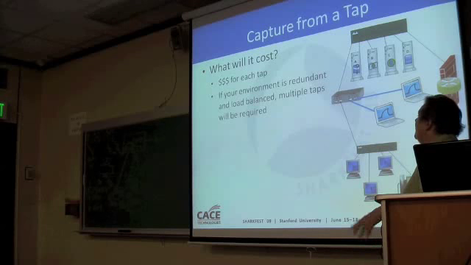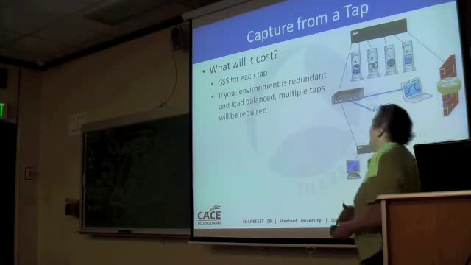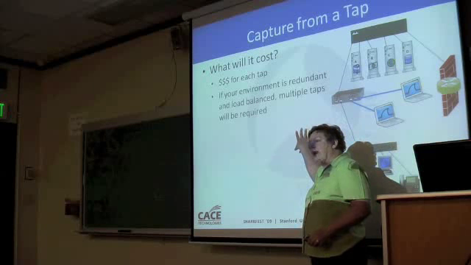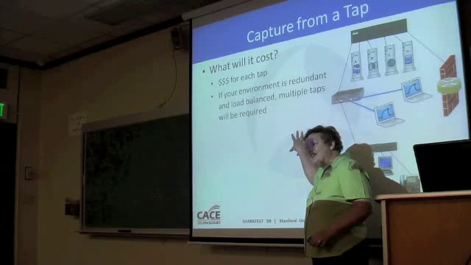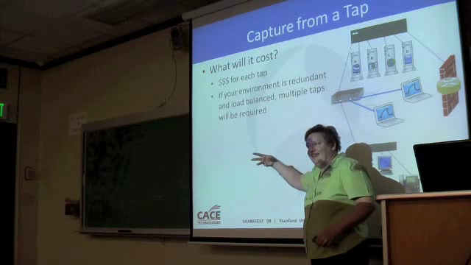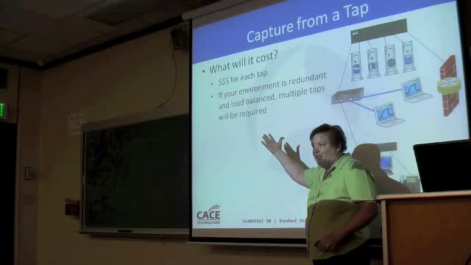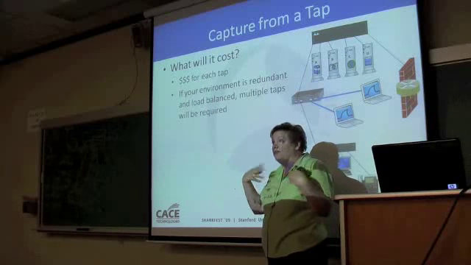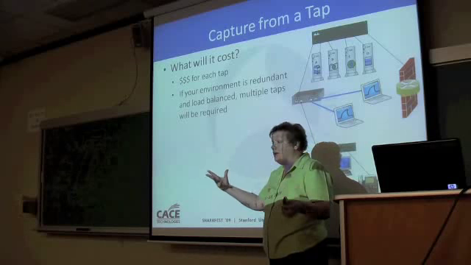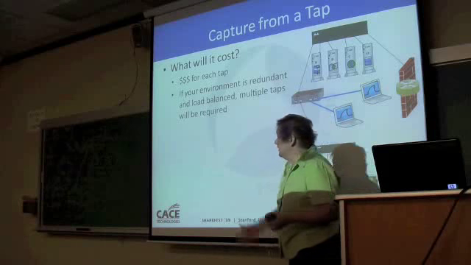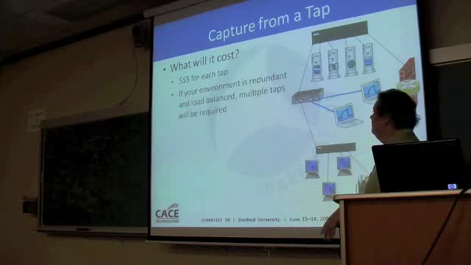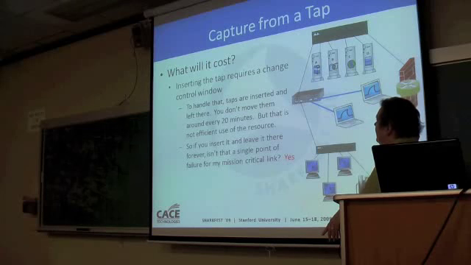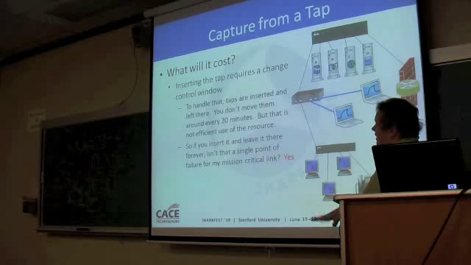Exactly. Then, of course, if my environment is redundant and load balanced, and I have multiple paths, I've got to tap each one. So now multiply that by how many I've got to buy. But remember, this is Bettyland, where everything is perfect, and I can have whatever I want. Okay. So it just depends. Alrighty. What else does it cost?